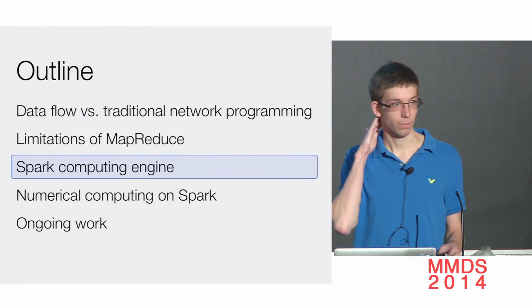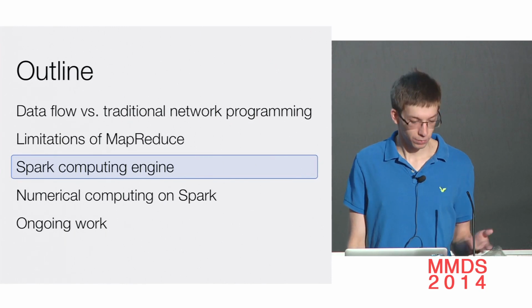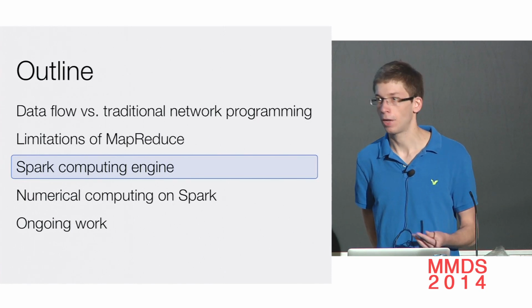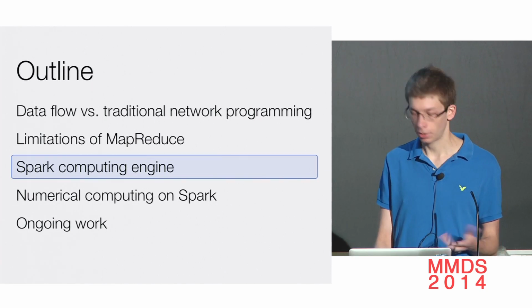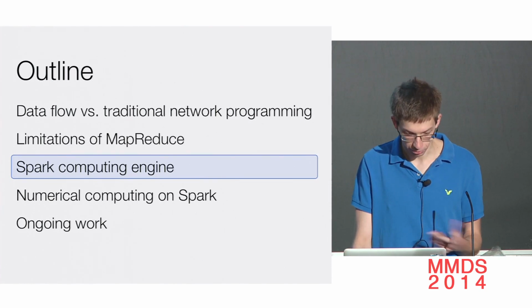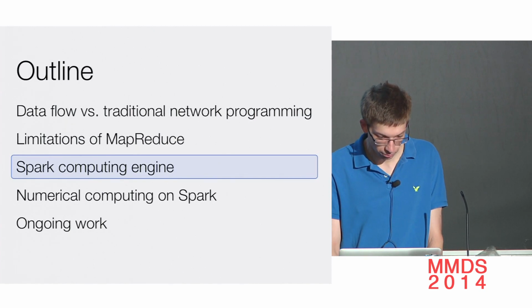Okay. I'm going to talk next about the Spark computing engine, which is one of the engines out there today that extends MapReduce and the data flow paradigm to deal with this problem. And Spark, as I mentioned at the beginning, is a project that started at UC Berkeley across the street. Now it's an open source project with quite a few other groups contributing to it.